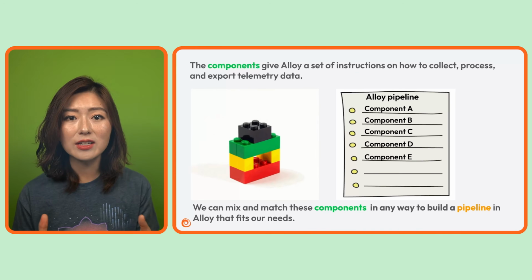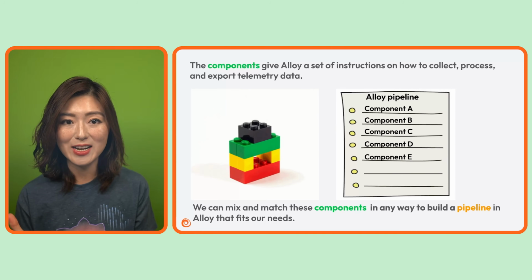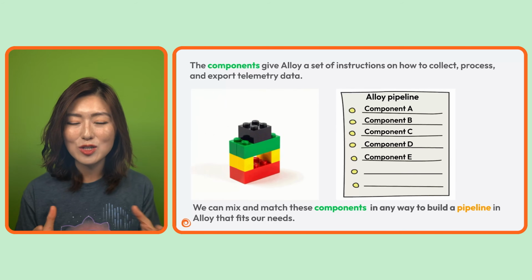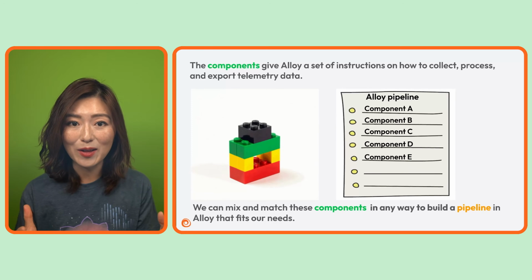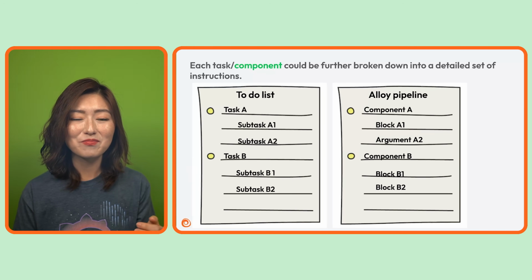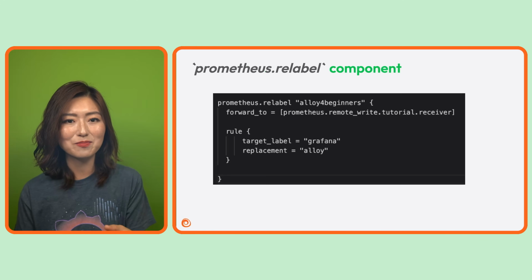The components tell Alloy exactly how to collect, process, and export telemetry data. Like Lego blocks, we can mix and match these components in any way to build a pipeline in Alloy that fits our needs. Each task or component could be further broken down into a detailed set of instructions.